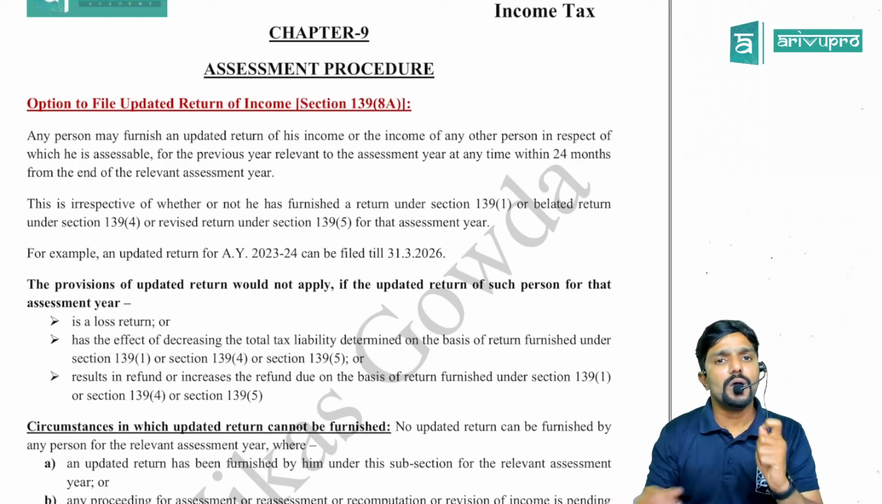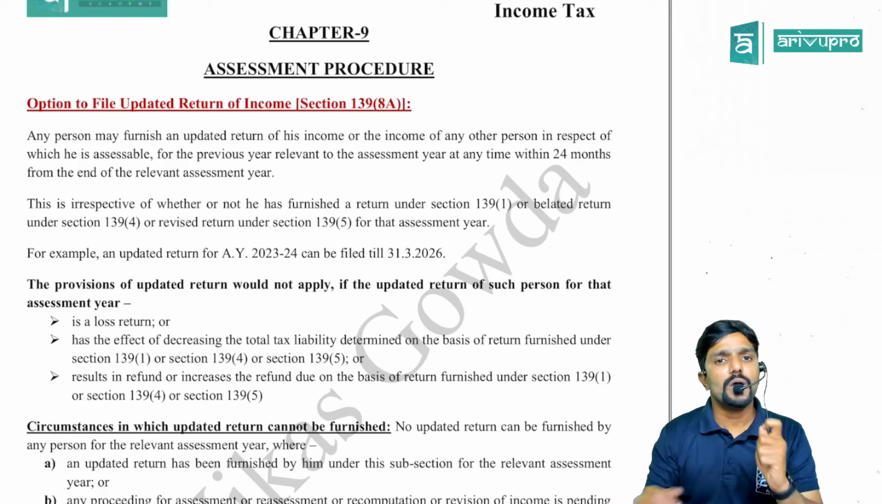Fine, sir. Next, subsection 2. In case where return is furnished earlier, tax to be paid along with the interest before furnishing updated return. Where a return of income under section 139(1) or subsection 4 or 5, means you have filed any one of these returns. Revised anyway, you can do revision only if you have filed original return. So in simple, guys, you already filed some return. Now you are updating that return.